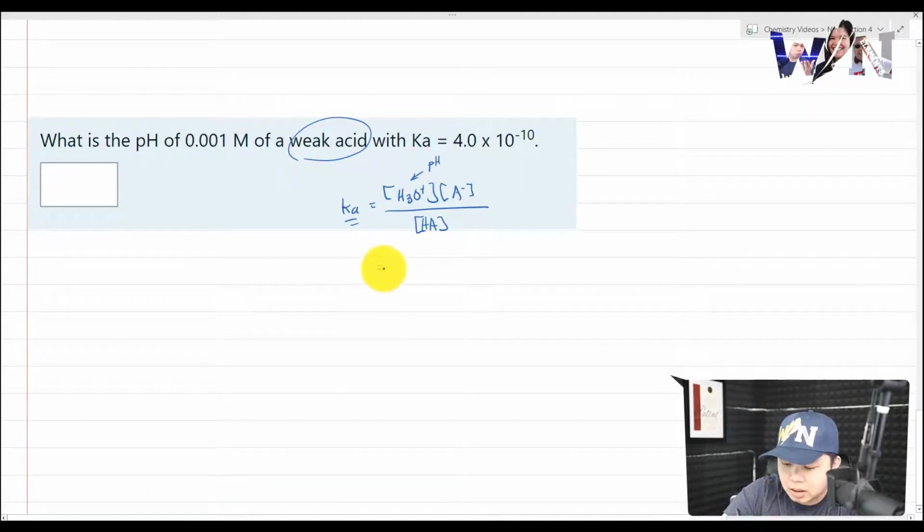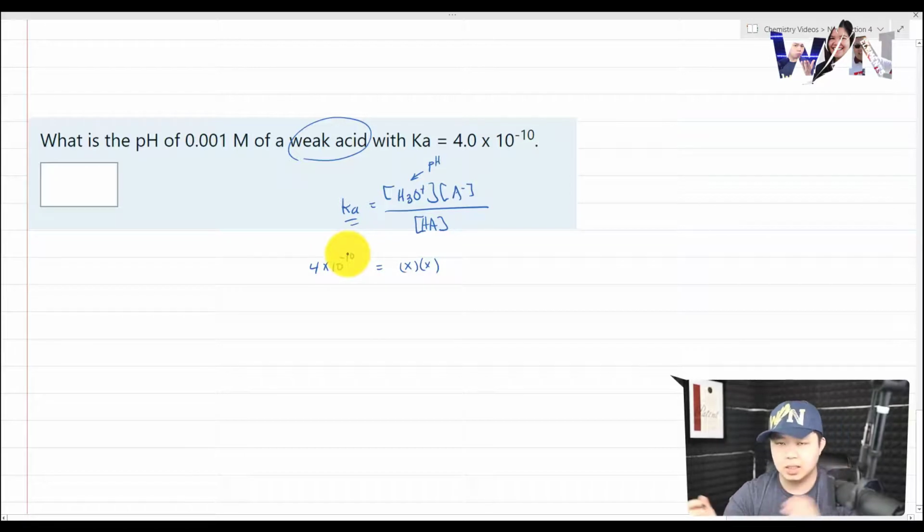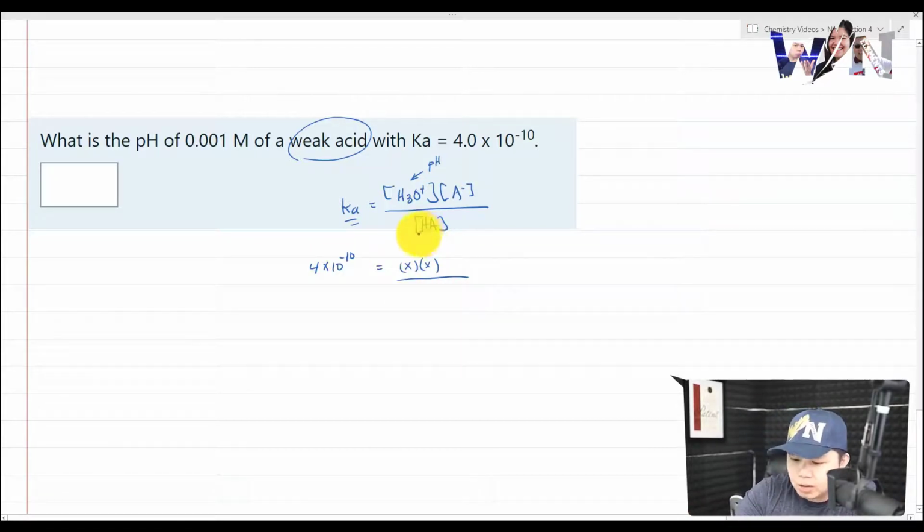So this is a lot easier than the first one we did. So what we can do is x times x. Remember, we know that these are equal to each other at equilibrium. So we have a Ka as well, which in this case is 4 times 10 to the negative 10. And we also know the value of the acid given to us. We have to rewrite it: 1, 2, 3. Okay? So in this case, times 10 to the negative 3. And there you go. We're going to bring this over here.